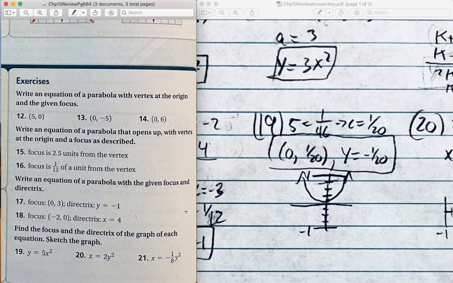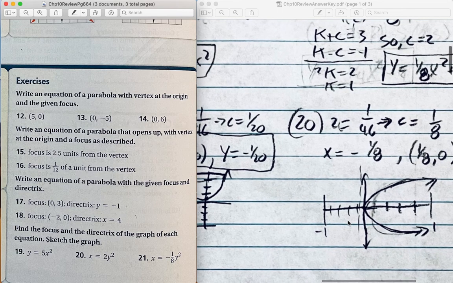All right, number 19, I want you to find the focus and the directrix and sketch the graph. Our a is 5, so we set 5 equal to 1/4c. That gives us that c is 1/20th, so that's our focus. Since it says y equals x squared, that's an upward facing parabola. Our directrix is going to be y equals -1/20th.